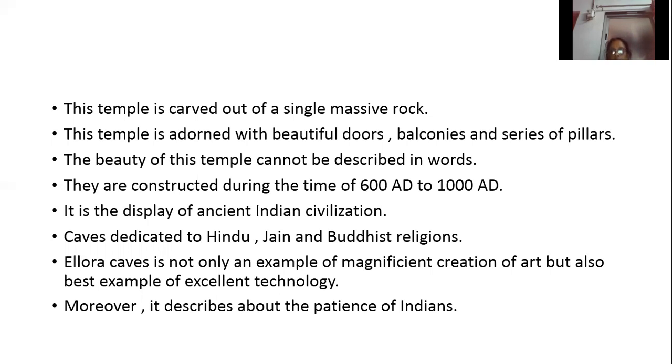So, write about the Ellora caves. Where are they situated? Aurangabad in Maharashtra. How many caves are there in all? 34 caves. And they were divided into how many groups? Three groups. 1 to 12 are the Buddhist caves. Then 13 to 29 are the Hindu caves. And 30 to 34 are the Jain caves.